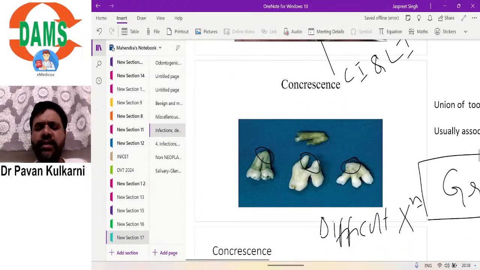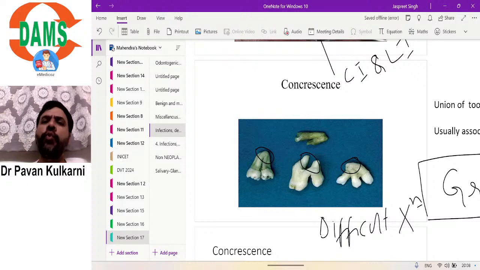Now this is a concrescence, where concrescence is union of the roots. The cementum usually gets united. So this union of the roots is known as concrescence. So don't get confused between concrescence and fusion. One is at the root level, that is the cementum. One is at the crown level, at the level of dentin. Remember, it's not that fusion doesn't involve roots. Fusion can involve roots, but it's a rare thing. Usually fusion means union at the level of dentin.